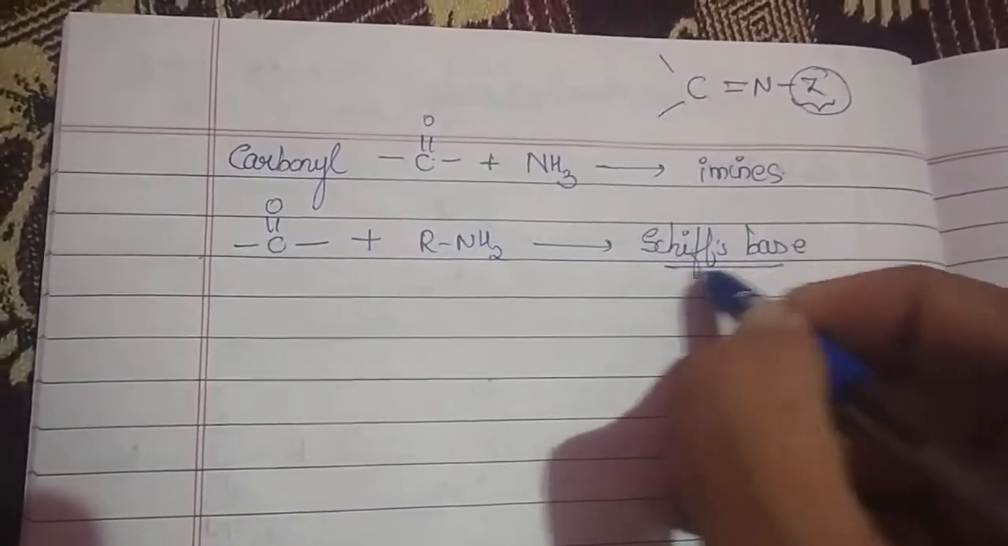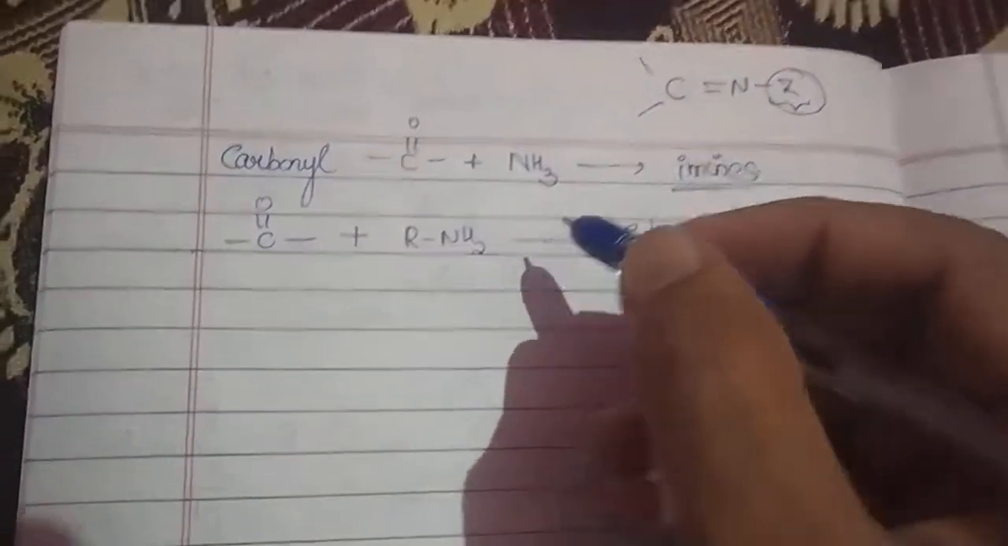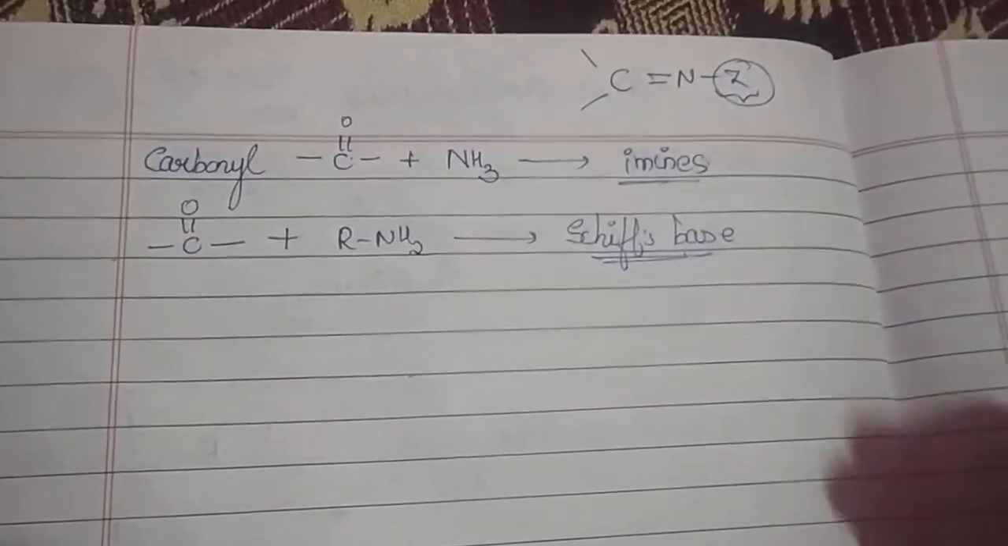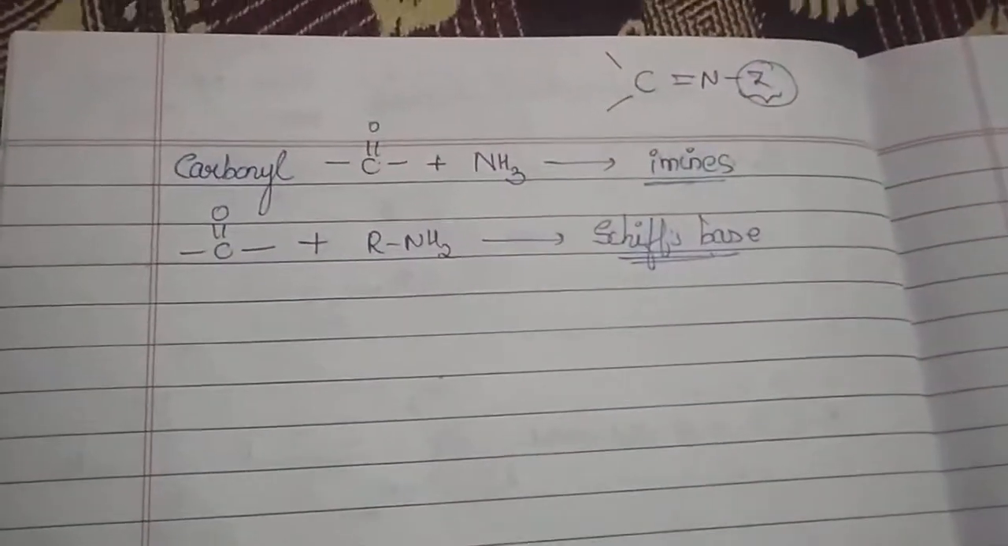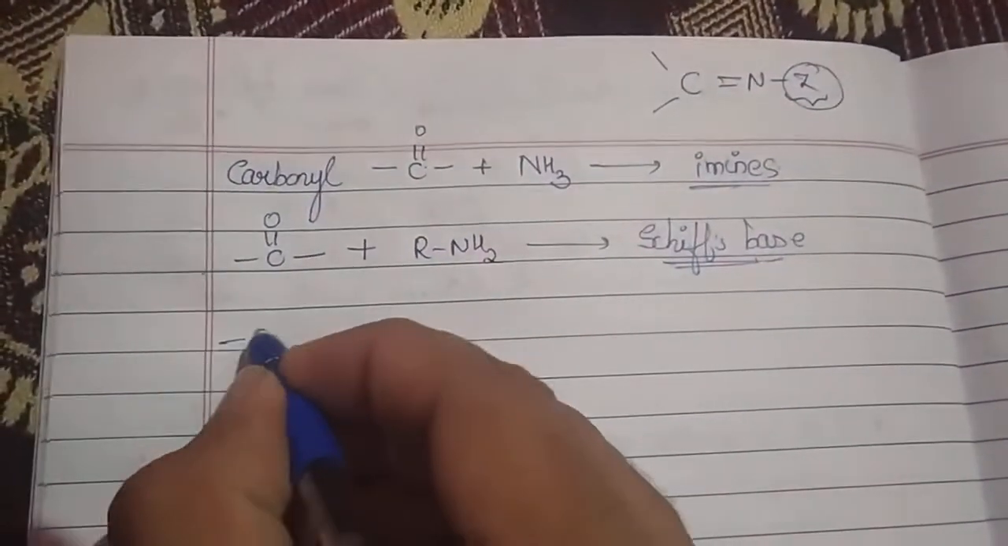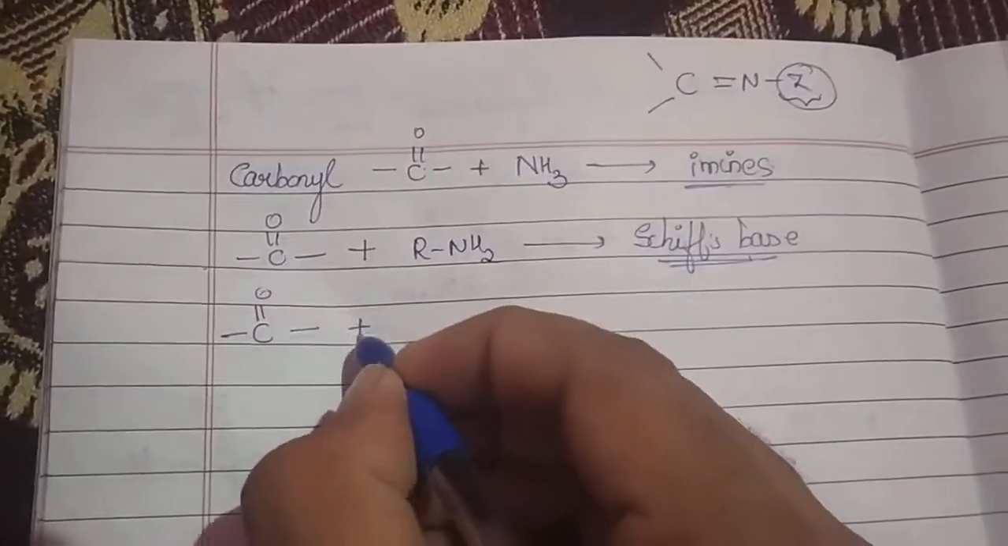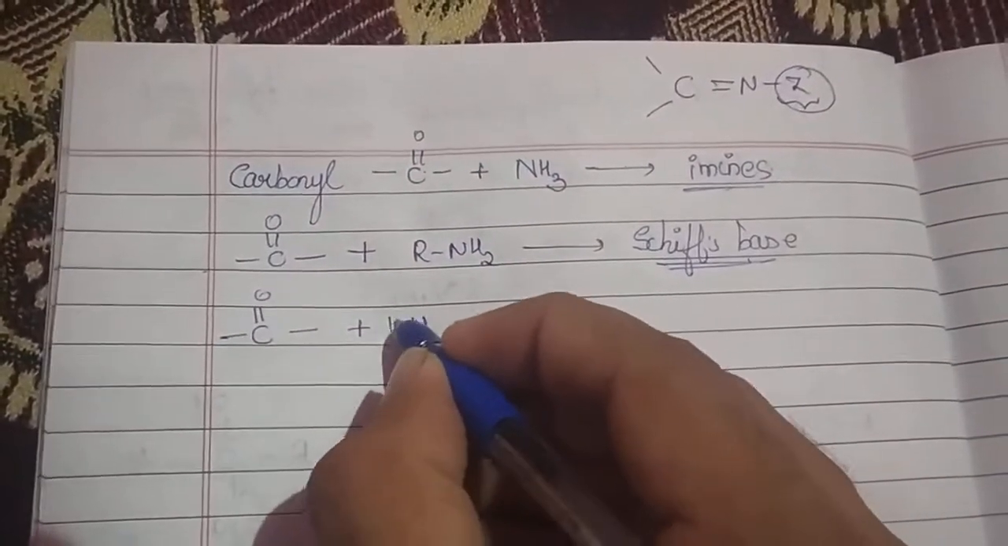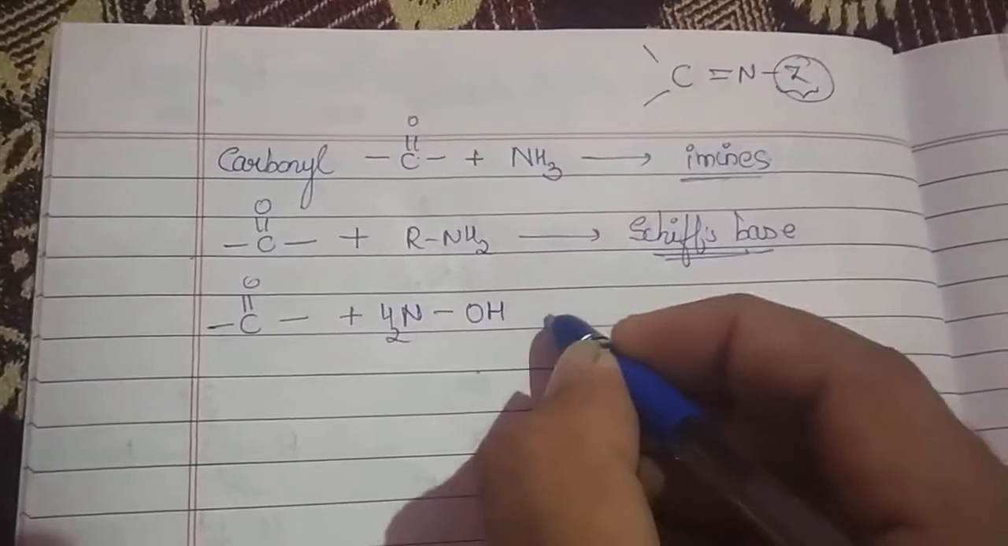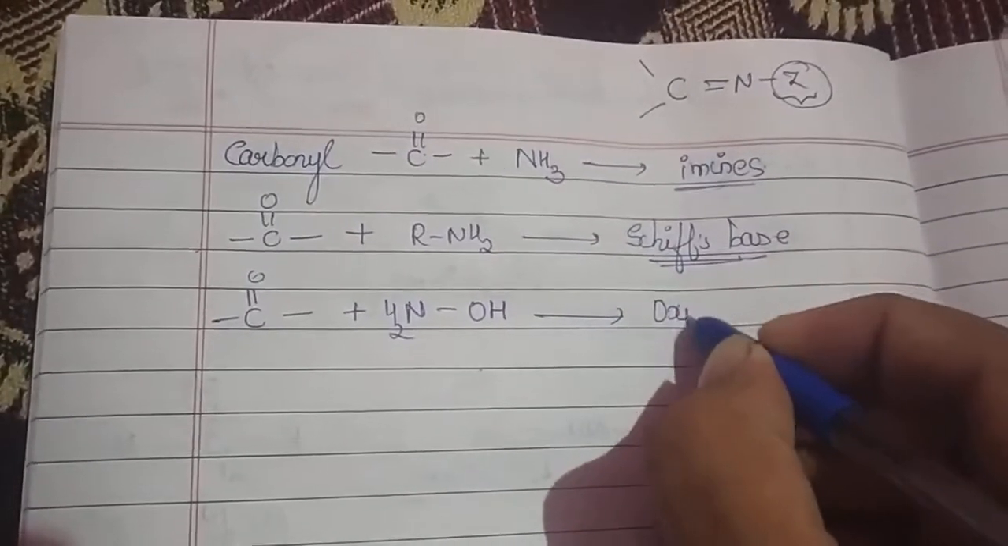Remember, whatever the final product I am writing, it is soon after the dehydration of our intermediate. I am just giving you the hint how to remember these parts. Similarly, when the carbonyl compounds were treated with hydroxylamine, that is NH2OH, what you got here was generally called an oxime.